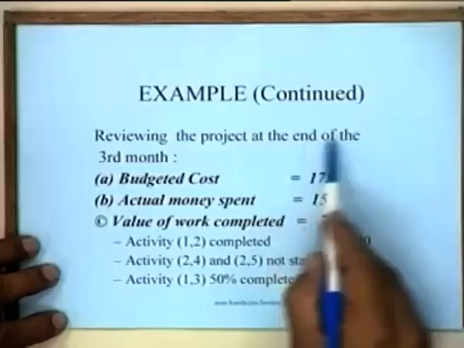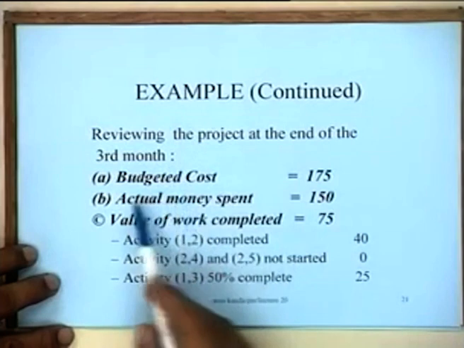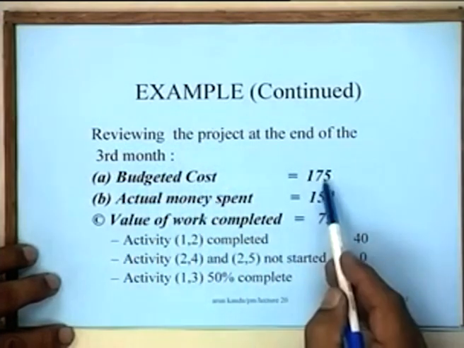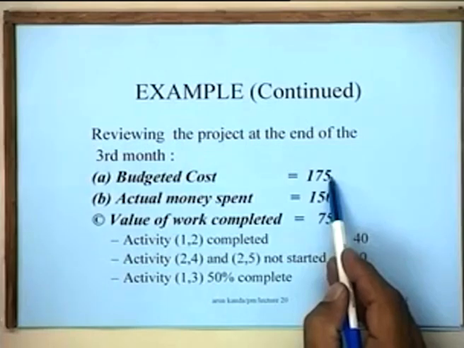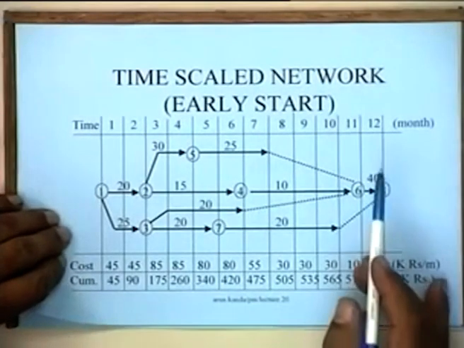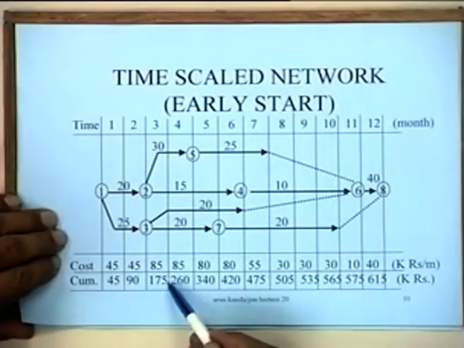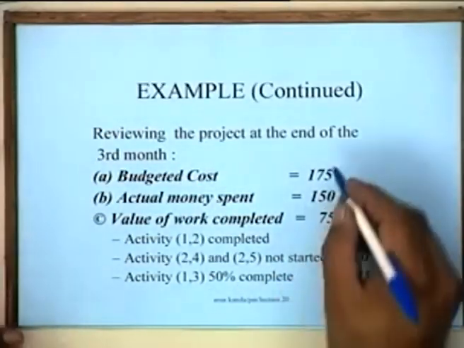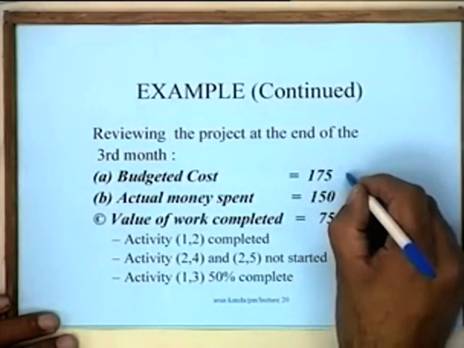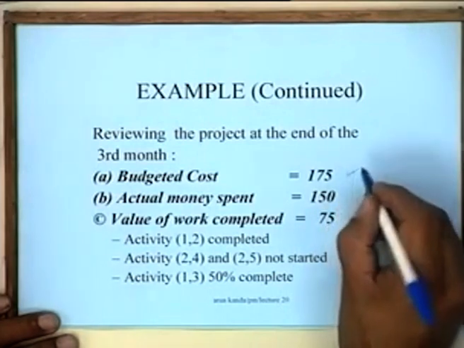So reviewing the project at the end of the third month, we find that the budgeted cost should be 175. This comes directly from the plan. If you look at the plan, at the end of the third month we should have spent 175,000. So curve A gives us point A, which is 175. This is a figure that we have picked up directly from the plan.